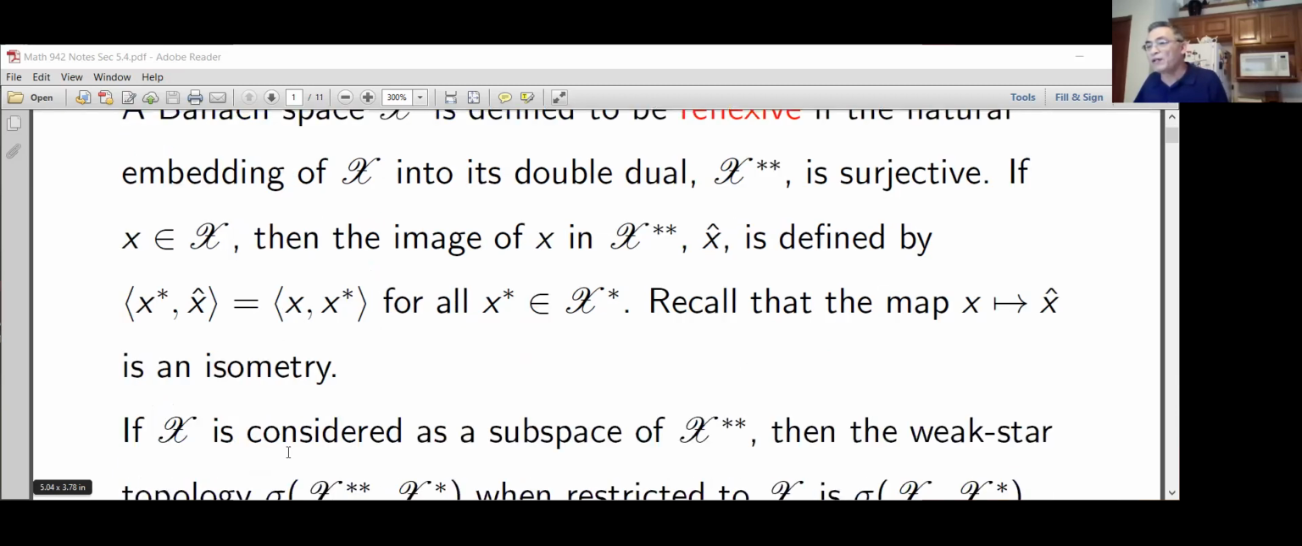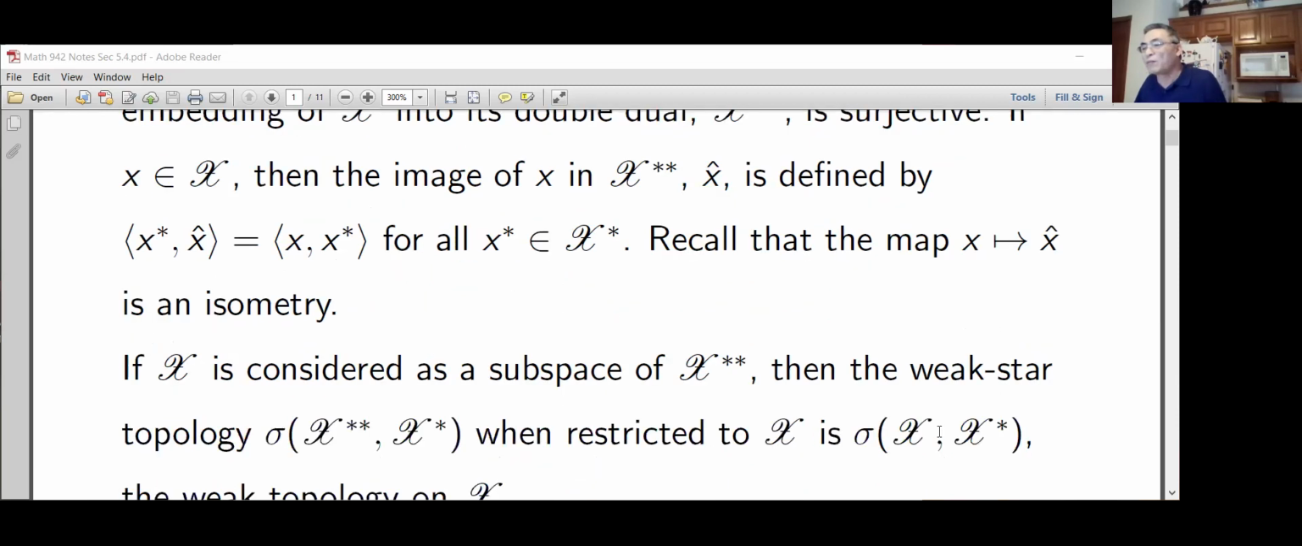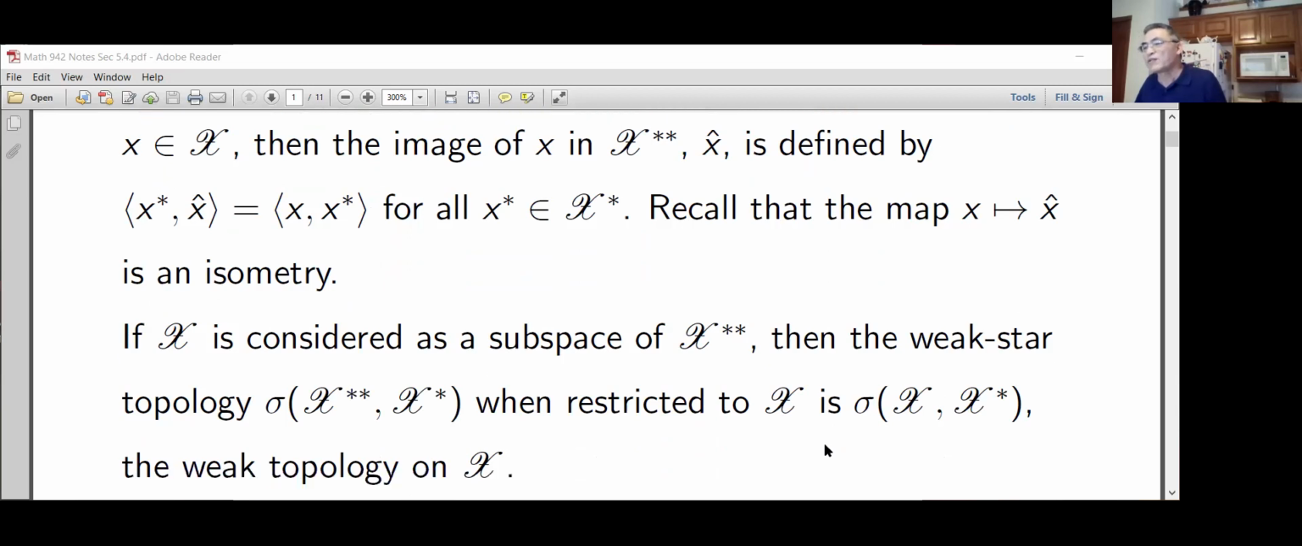Okay, so now if X is considered as a subspace of X double star, because we have a natural embedding of X into this X double star, then the weak star topology on X double star, when restricted to X, is just the weak topology on X. So this just comes from the definition of weak star topology and the weak topology.